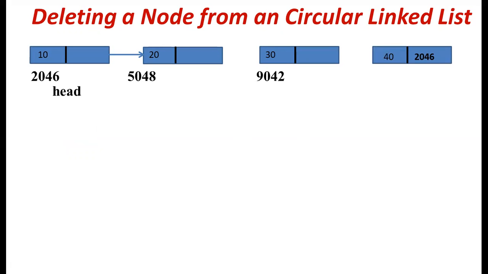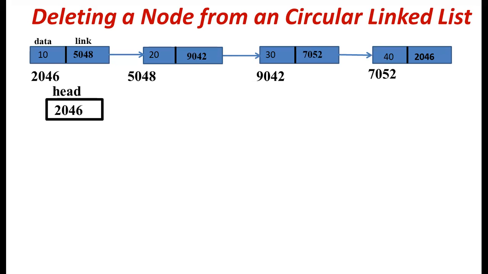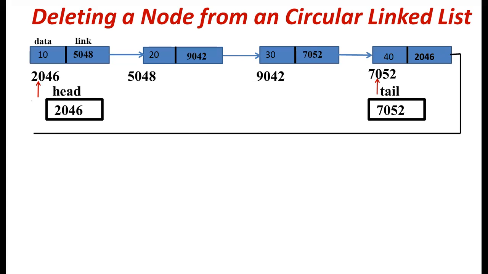So here are the 4 nodes with different addresses, because they are dynamically created with connections. And here the head value is 2046 and the tail value is 7052. So the head will be pointing to the first node and the tail will be pointing to the last node. Now let us see how to delete the node at the beginning. So here we have to delete this particular node with the data value 10. After deleting the first node, the structure of the circular linked list will be like this.